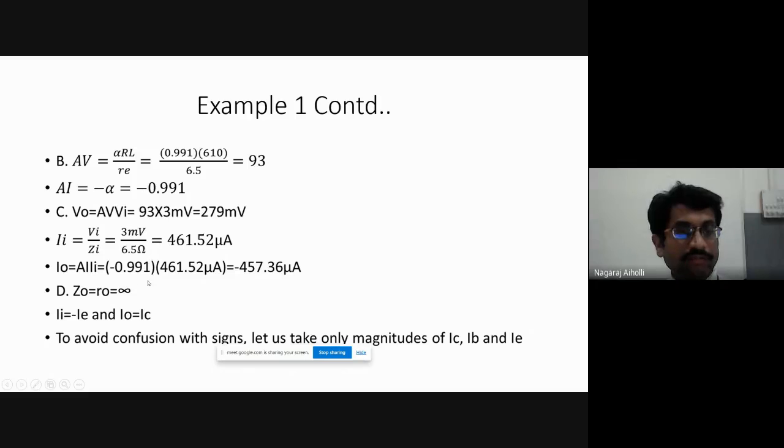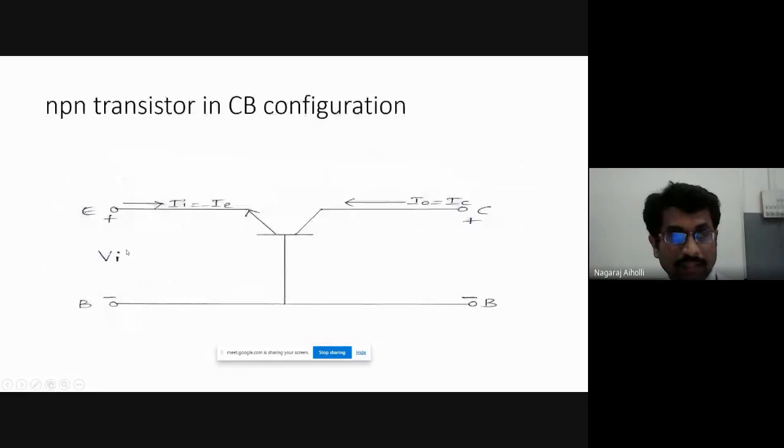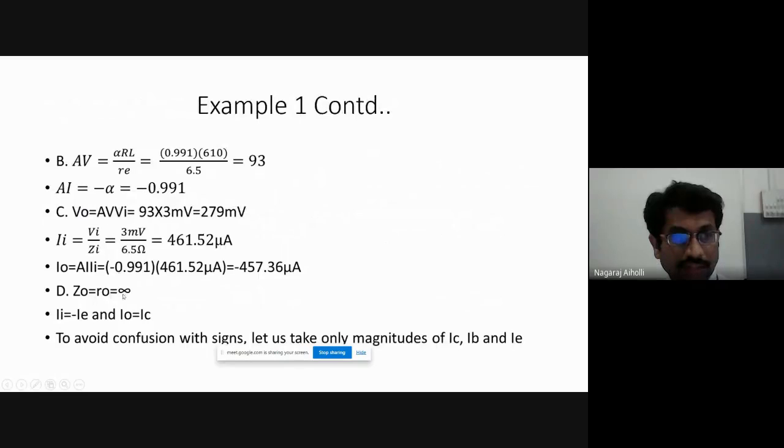Fine. Last part of the problem, they have given the condition Z naught is equal to infinity. Just look back into the question. If Z naught is R naught with infinity, then find out the values of collector current, emitter current, and base current. They have already given the value of Z naught as R naught equal to infinity.